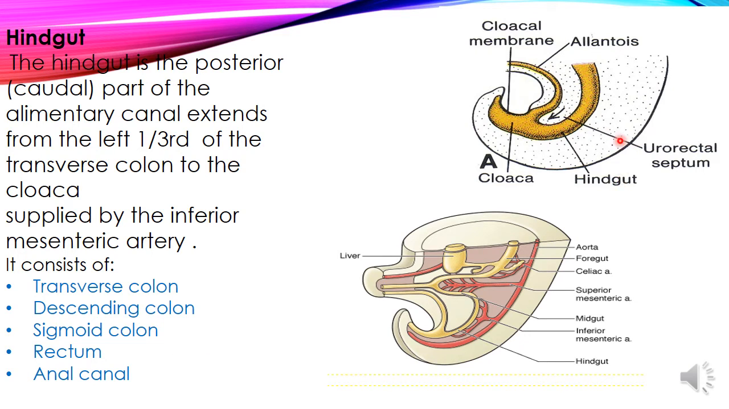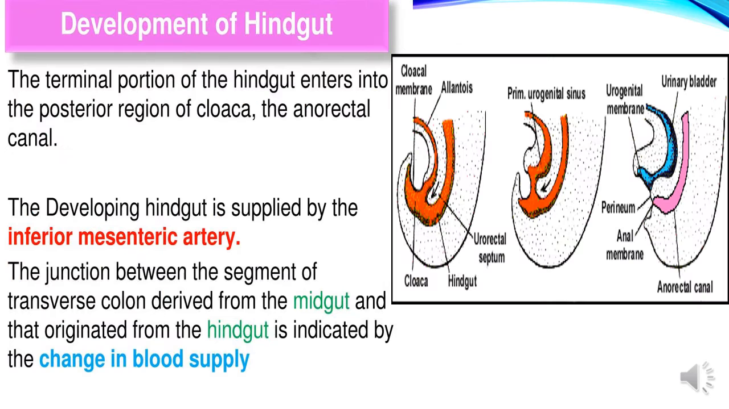Here you can see this part represents the hindgut. It ends with the cloaca. It's the terminal end of the hindgut. Development of the hindgut. The terminal portion of the hindgut enters into the posterior region of the cloaca, or the anorectal canal. This is the anorectal canal. You can see this part represents the anorectal canal.